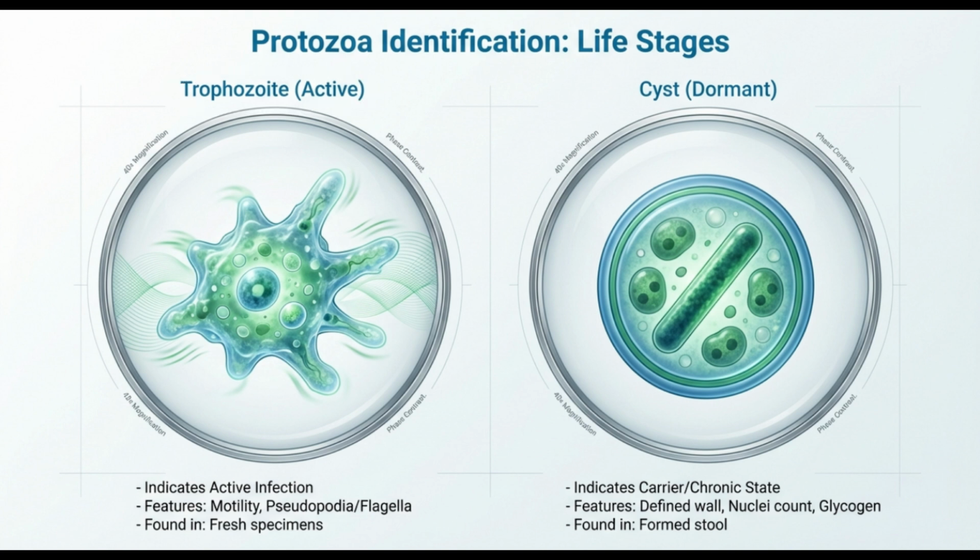Finding these usually indicates an active, symptomatic infection. On the right, we have the cyst. This is the dormant, infective stage. It's got a tough, defined wall, and it's built for survival outside the host. Finding only cysts might mean the patient is a carrier or has a more chronic infection. Being able to tell these two apart is absolutely fundamental.